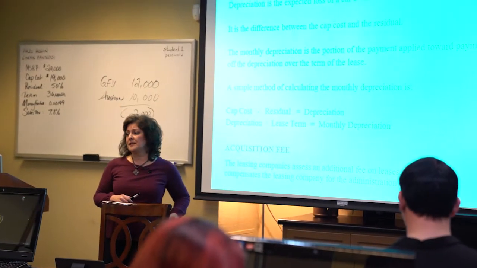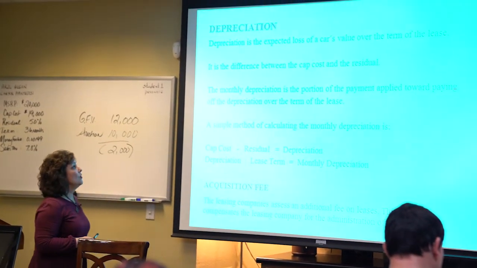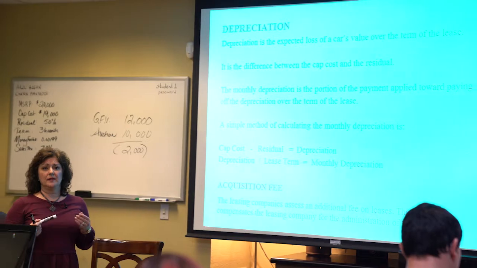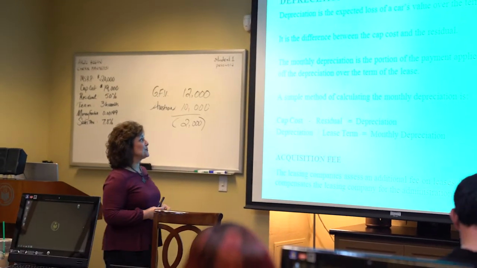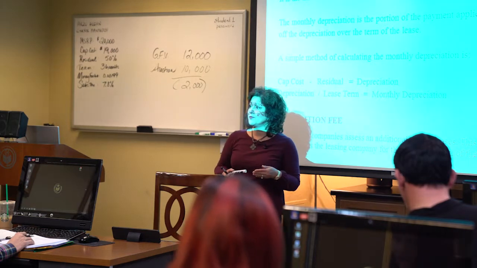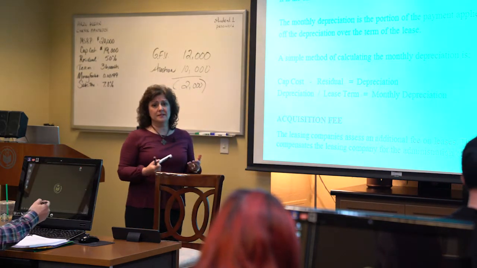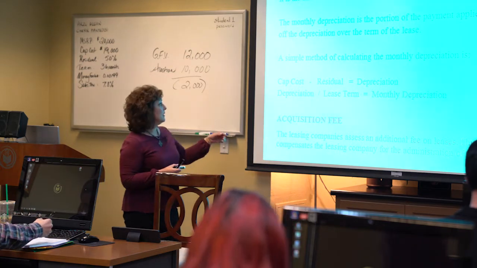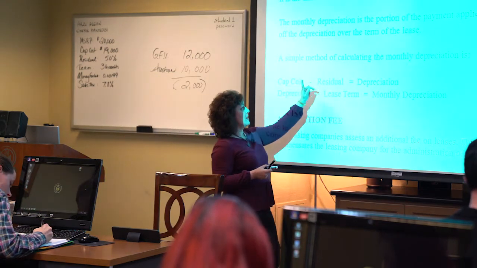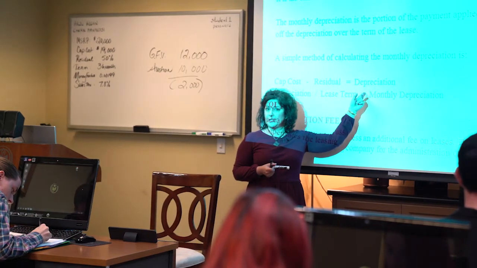Depreciation. That is the expected loss of value in the vehicle over the term of the lease. It is defined as the difference between the cap cost and the residual, and that makes up the first part of our monthly payment. And it's a very simple calculation. You take your cap cost minus your residual, and that will give you your depreciation.